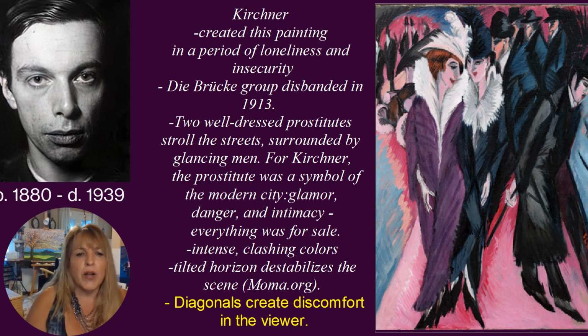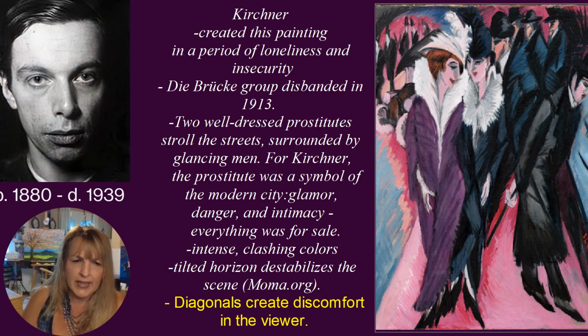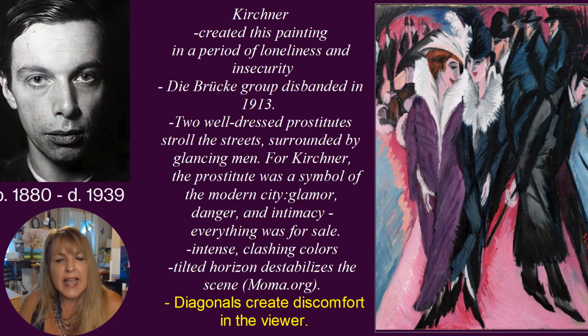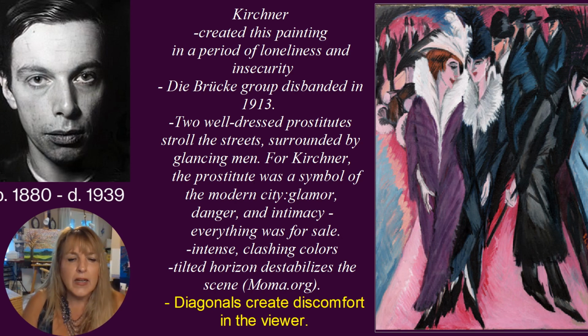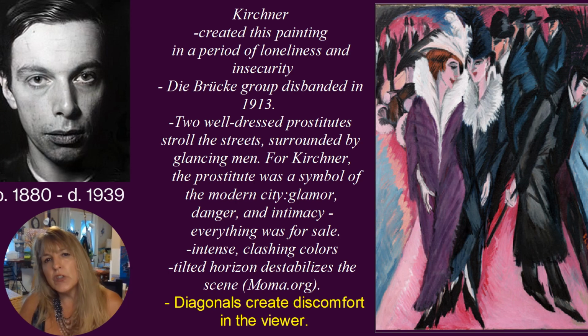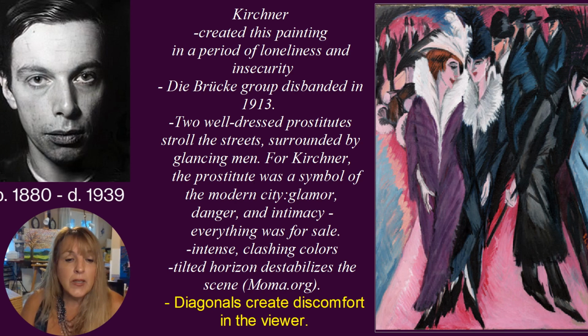So two well-dressed prostitutes stroll the streets, surrounded by glancing men that again look very sharp, literally as like angular. For Kirchner, the prostitute was a symbol of modern city, glamour, danger, intimacy. Everything was for sale. These intense, jarring colors are also something that's kind of part of his oeuvre, part of his style. And this kind of tilted horizon also destabilizes the scene.